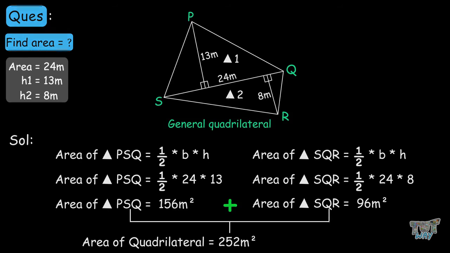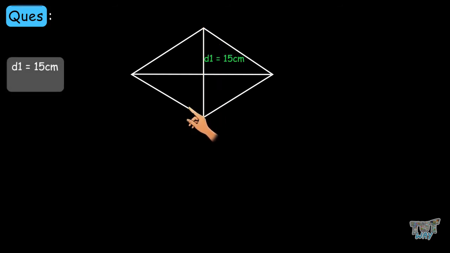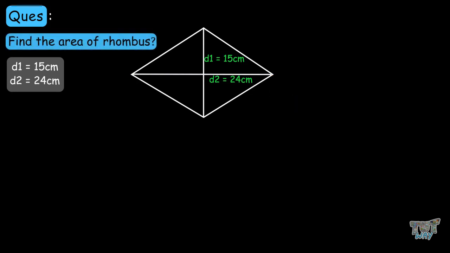Let's move on to the next question. We have a rhombus. Both diagonals are given. One is 15 centimeters and the other is 24. We have to find the area. We know when the diagonals of the rhombus are given.